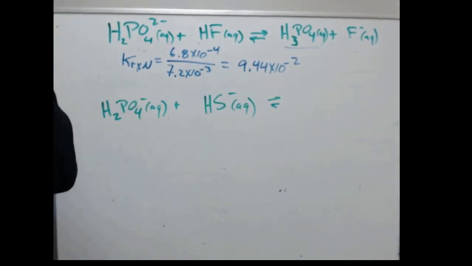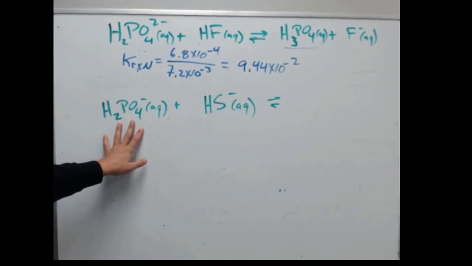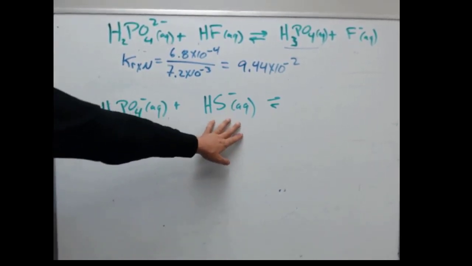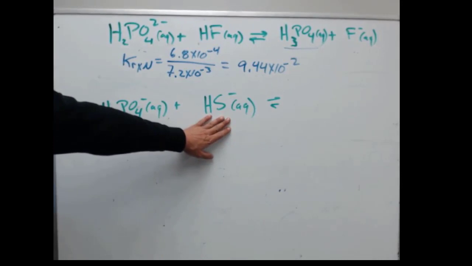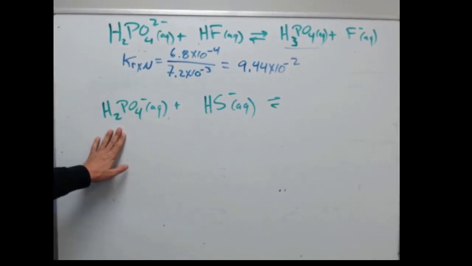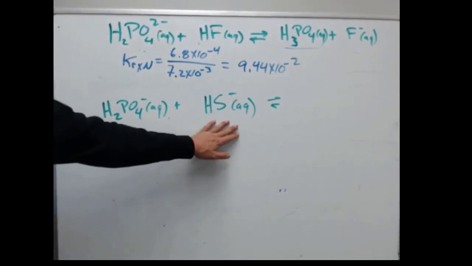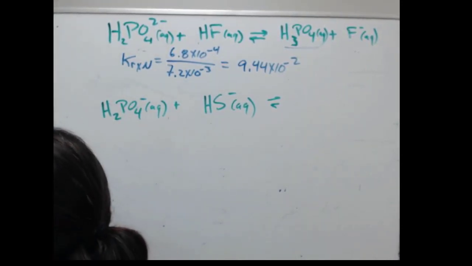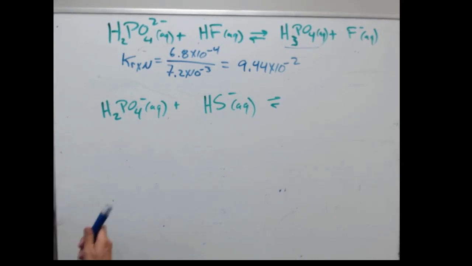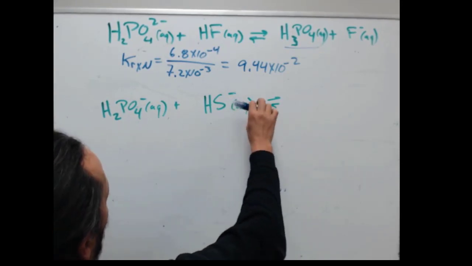For our last example, we have to be a little bit more careful in terms of what products we are going to predict to make a reasonable reaction. So I've got something that can act like an acid and a base. I've got something else that can act like an acid and a base. And we've got two options. We can have this acting like an acid donating a proton. We can have this acting like an acid donating a proton.